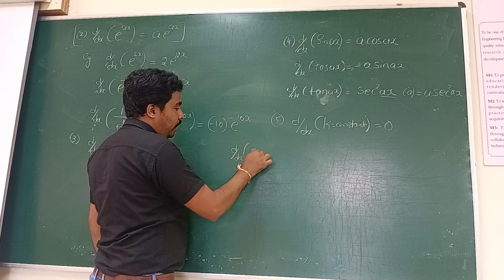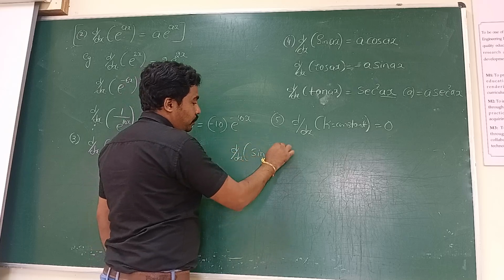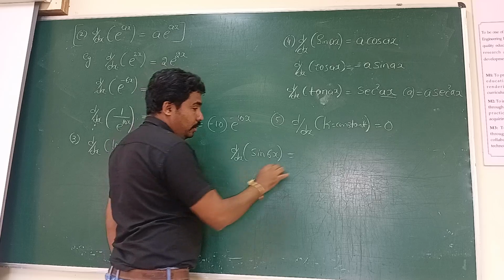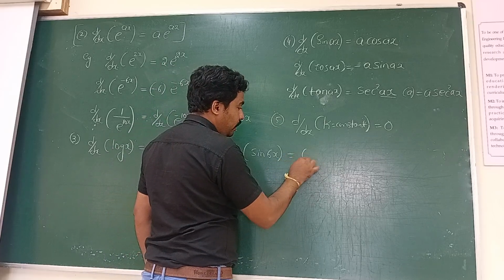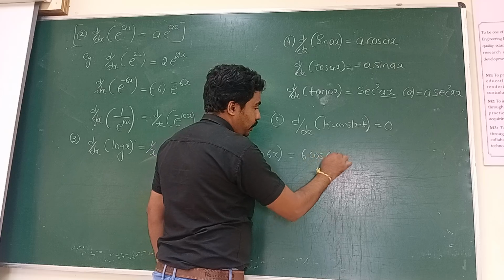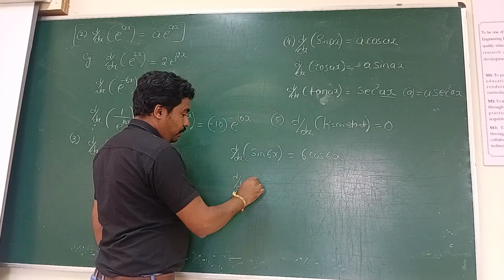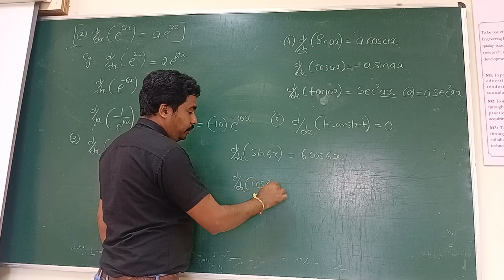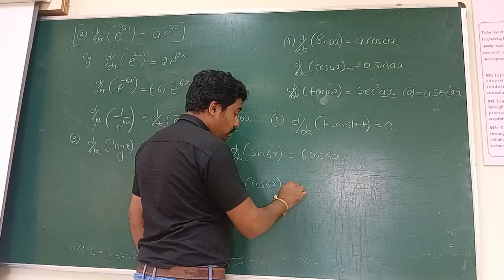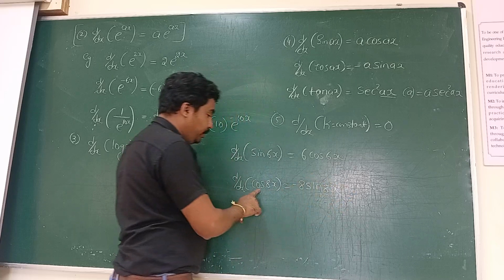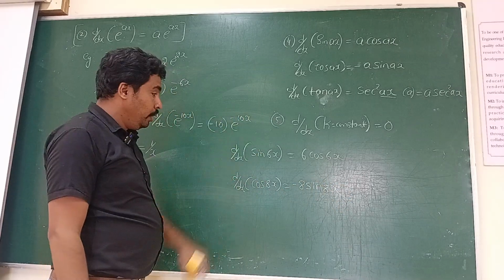Differentiation of sin 6x. So what happens? We know a value is 6 here. So it becomes 6 times cos 6x. And differentiation of cos 8x. So it becomes minus 8 times sin 8x, because differentiation of cos is minus sin.